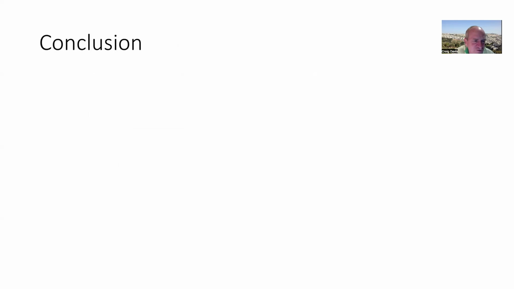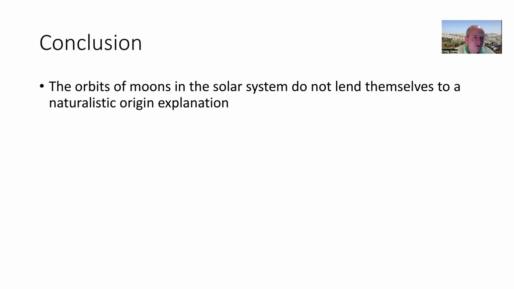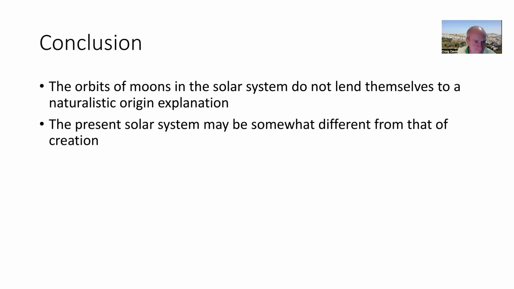So, conclusion of the moon story. The orbits of the moons in the solar system do not lend themselves to a naturalistic origin explanation. The present solar system may be somewhat different from that of creation. So certain things probably have changed since creation. We wouldn't insist that everything is exactly the same as it was at the very beginning.